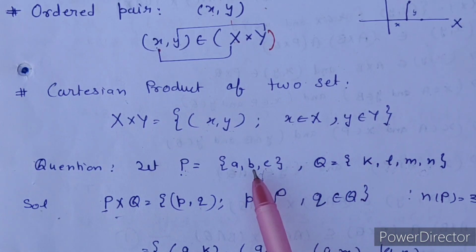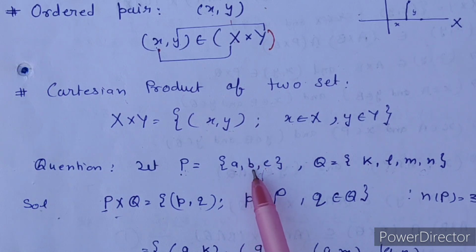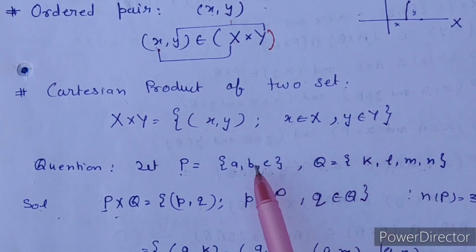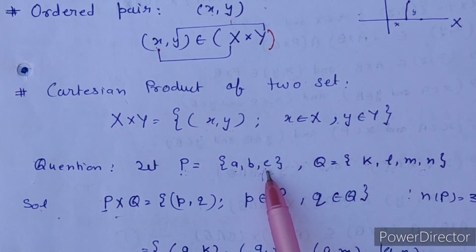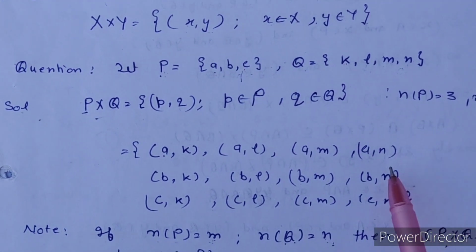Let us write this one. Take A, which will give ordered pairs with K, A with L, A with M, A with N, and then the second element again gives the 4 ordered pairs, which are B with K, B with L, B with M, B with N, and similarly C with K, C with L, C with M, C with N. So this is your Cartesian product of these two sets P and Q.